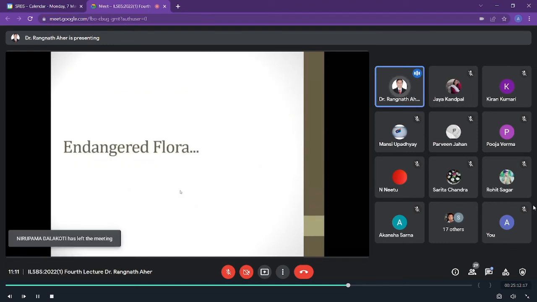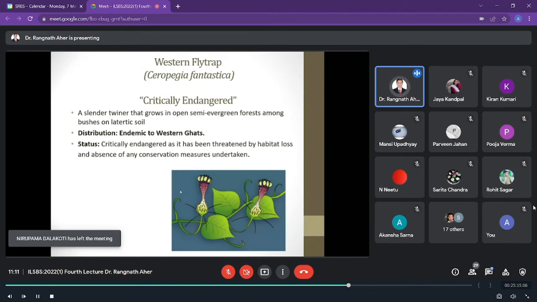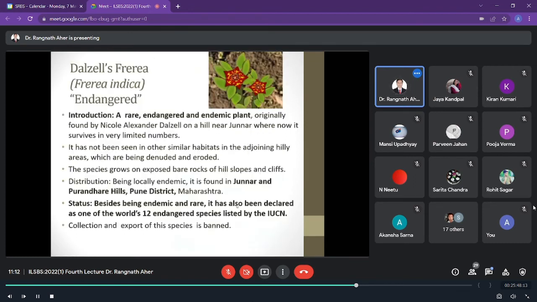In the case of endangered flora, you can see here the western flytrap, called Ceropegia fantastica. It is a critically endangered, slender twiner that grows in open evergreen forest among bushes or on lateritic soil, which is endemic to the Western Ghats. It is critically endangered as it has been threatened by habitat loss and absence of many conservation measures. This is the image of Ceropegia fantastica.